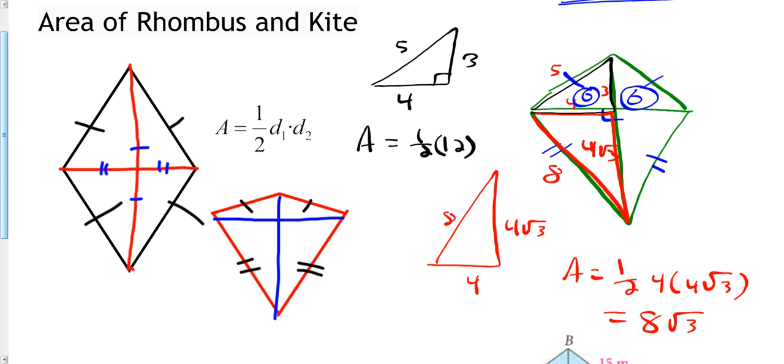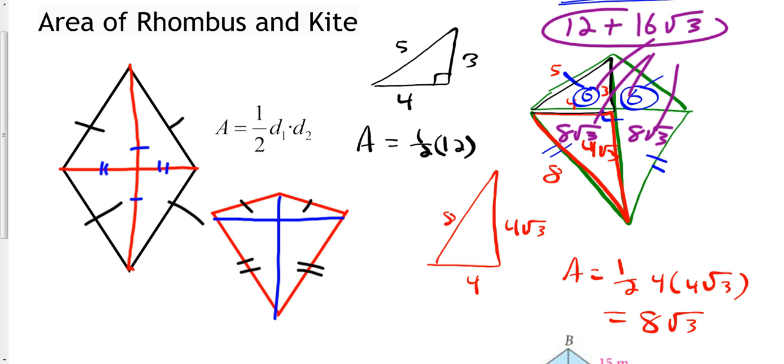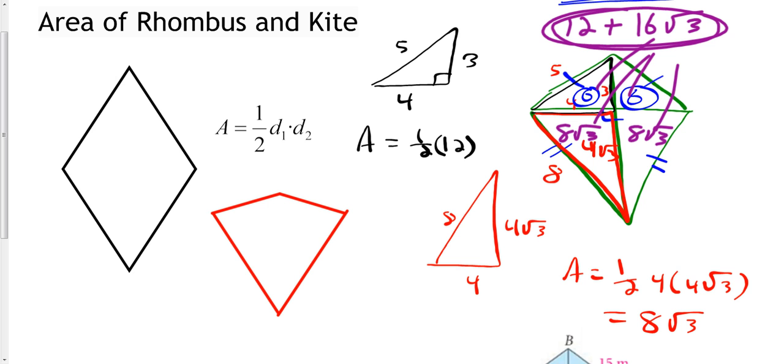So this area in here is 8√3, and this area is 8√3. So the total area, if you take all of these things and you add them up, right, you've got 12 plus 8√3 plus 8√3 is 16√3. So that's going to be the area of that shape. So it's just based off a bunch of triangles, right? So I'm going to erase and just kind of show you what happens here. Okay? Just kind of show you how this makes a lot of sense to me.